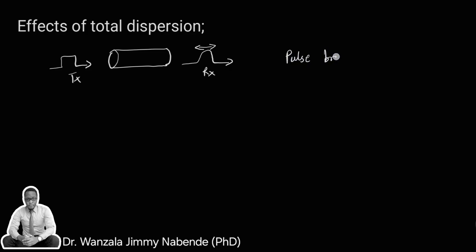Looking at the effect of total dispersion, we assume this is our fiber optic with a perfect input signal. There will be broadening of the light pulse. So this is transmitted and this is received signal. So there is a pulse broadening.